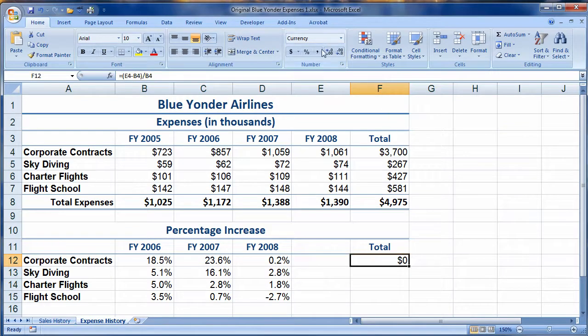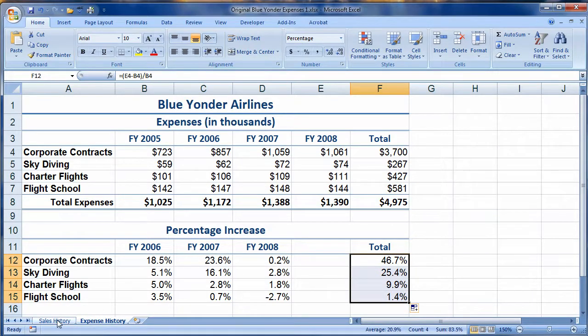Apply a percentage. And then it asks me to increase that percentage decimal to place one position after the decimal. So there's one position after the decimal. I'll fill this down, and I'm done.